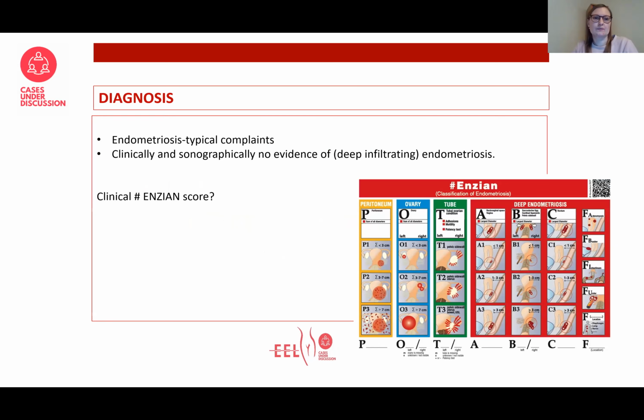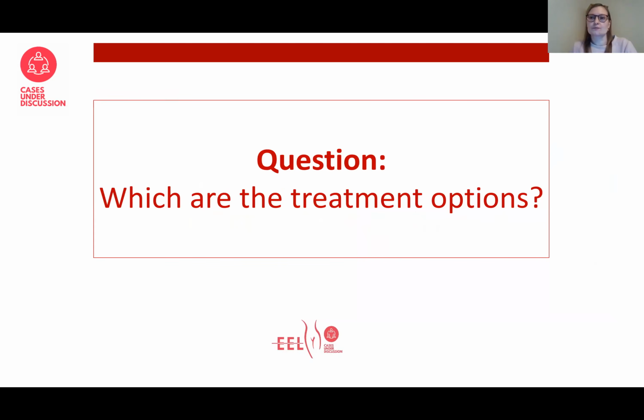So we did the same. There were no other diagnostics. This was endometriosis-typical complaints. Clinically and sonographically, no evidence for deep infiltrating endometriosis so far. Okay. So which are the treatment options? Well, as always, only medical treatment. Was it only medical? No surgery? Do you all agree? Medical treatment and no surgery?